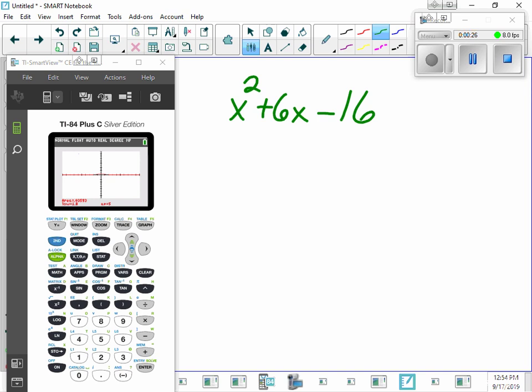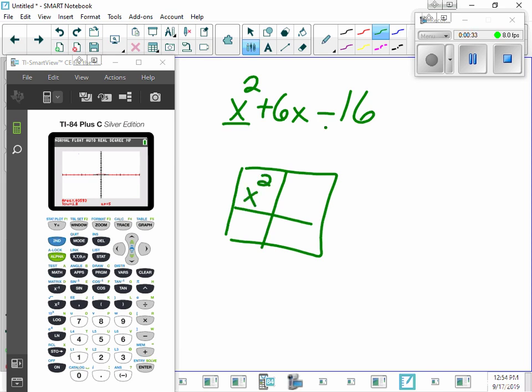So the way we do this is we draw the box, we put the first one here, and then we put the last one here, and then we multiply those together. And I get negative 16x squared, and then we do the factor challenge. Two numbers that multiply to be negative 16 and add to be 6x. So my options are 1 and 16, 2 and 8, 3 doesn't work, 4 and 4.